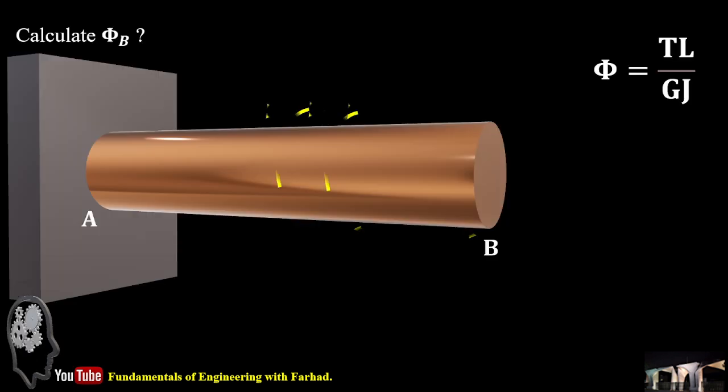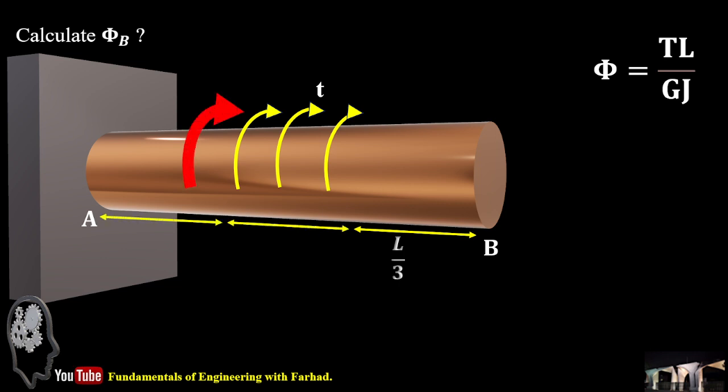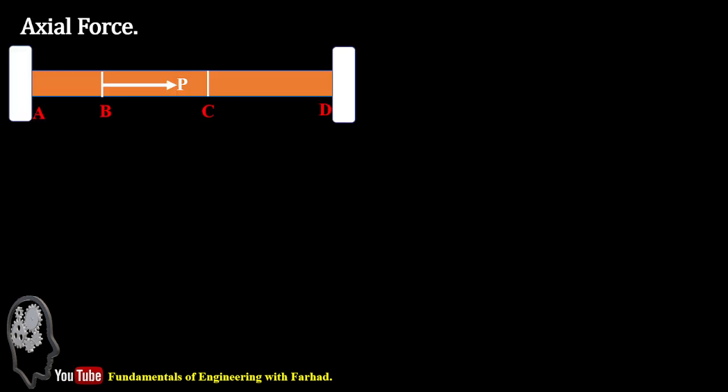In this example, we want to calculate the rotation at the free end of the beam. So in this problem, we have a solid circular cantilever shaft with both a uniform continuous torsional torque plus a single torque at a distance of a quarter of L. Let's see how we can solve such a problem.